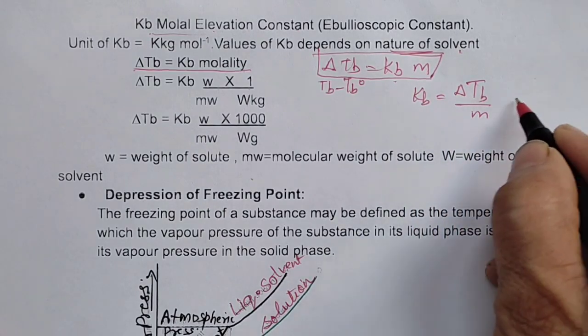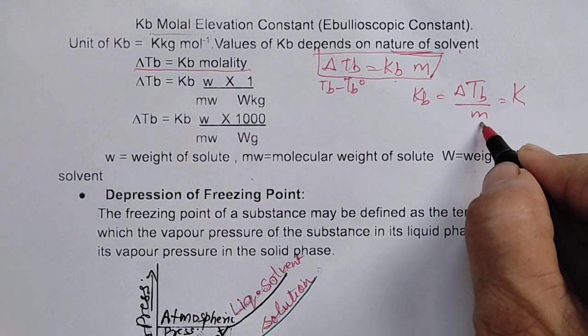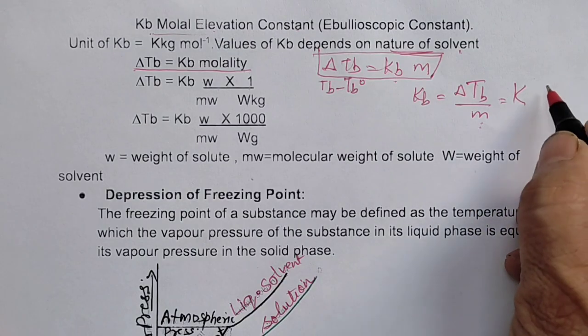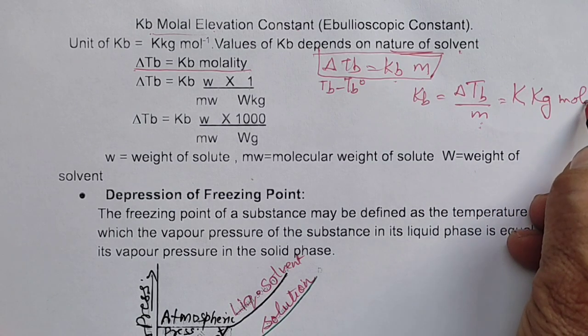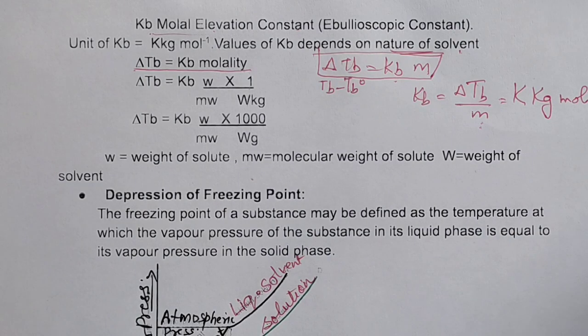Delta TB unit is Kelvin and this is moles per kg. So that goes in the numerator. It becomes Kelvin kg per mole. This is the unit for KB. Right? So you don't have to learn the values for KB. It will be given in the question. So you have that final formula.